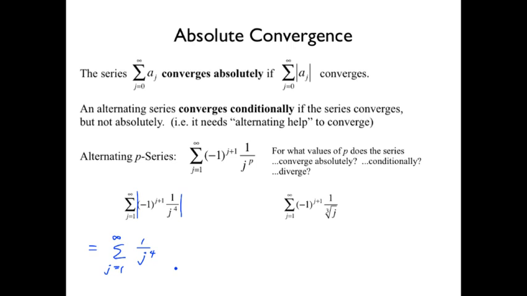Converges because p is greater than 1. Therefore, the original one that we were looking at converges absolutely. It doesn't matter that the alternating is there or not. So the alternating one is absolutely convergent.